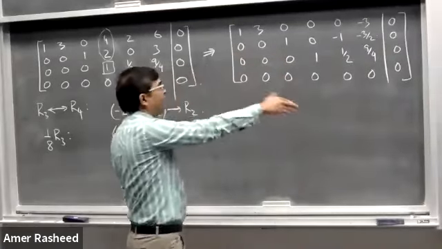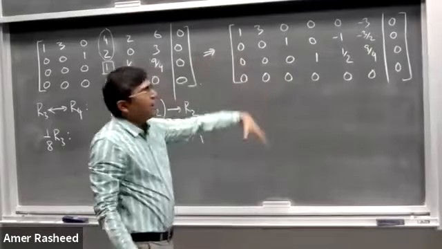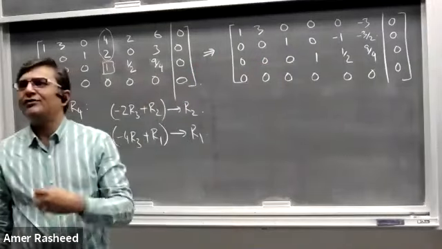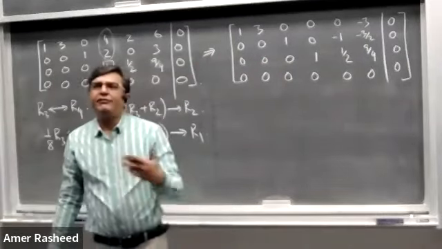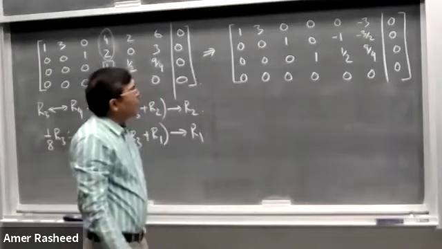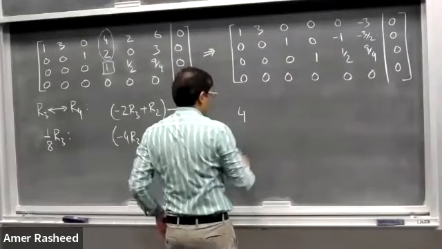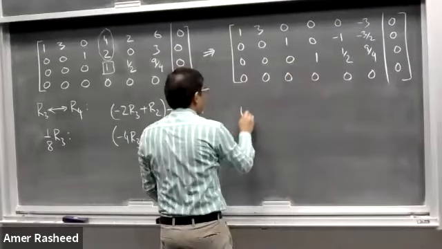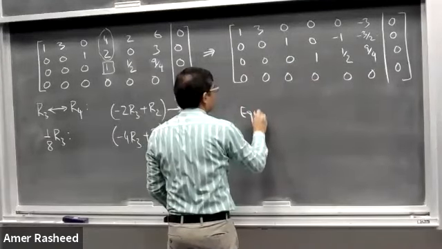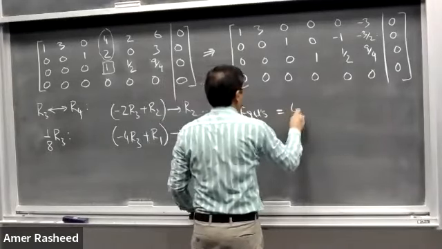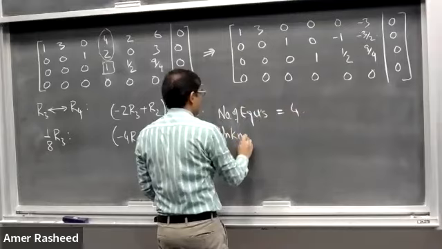So after this echelon form, reduced echelon form, you are going to write back that corresponding linear system and then solve it by introducing free variables. Okay. Now, how many equations are there? 4 equations. Number of equations are 4, and unknown variables are 6. Okay, it is 6.